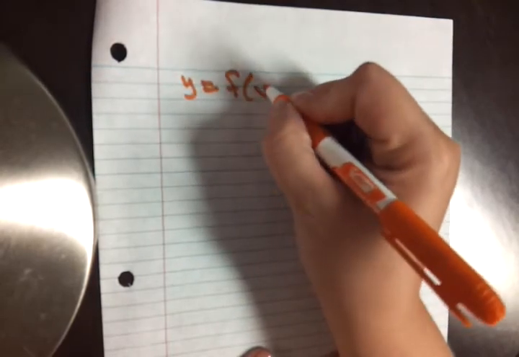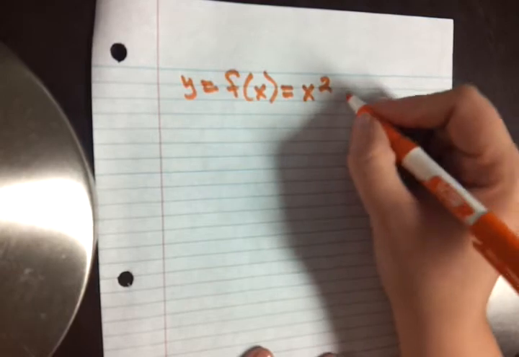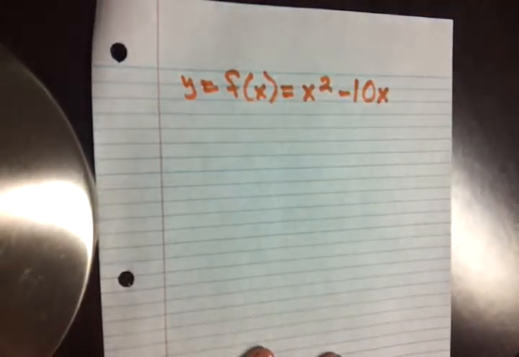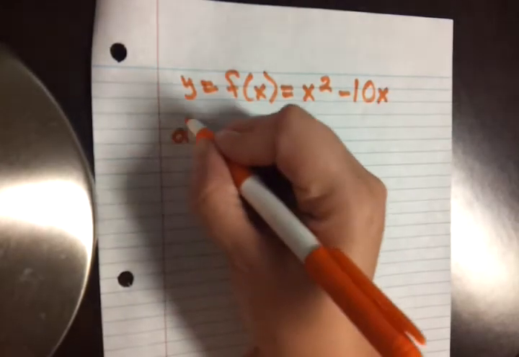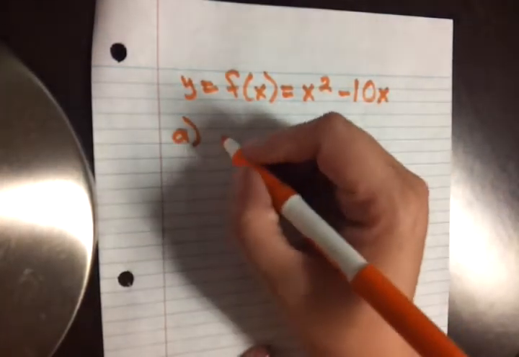So this is going to be the video for Chapter 4, Exercise 4. And what that question is doing is they're giving us a function. They're saying y equals f of x equals x squared minus 10x. And what they're asking us to do in Part A is to find the average rate of change of y with respect to x in the following intervals. And they're giving us some intervals.